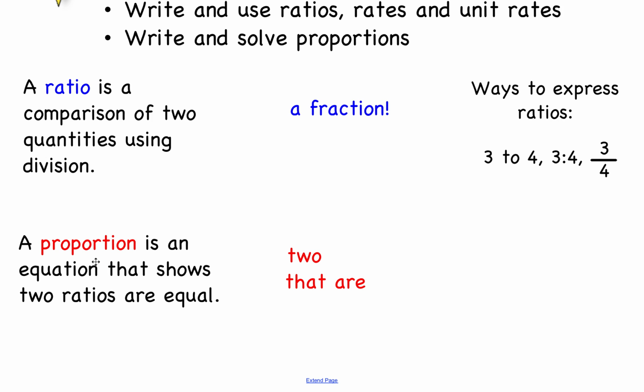A proportion is an equation that shows that two ratios are equal. A simpler way of thinking of a proportion, remember I said a ratio is basically just a fraction, is two fractions that are equal. Here's an example of a proportion.